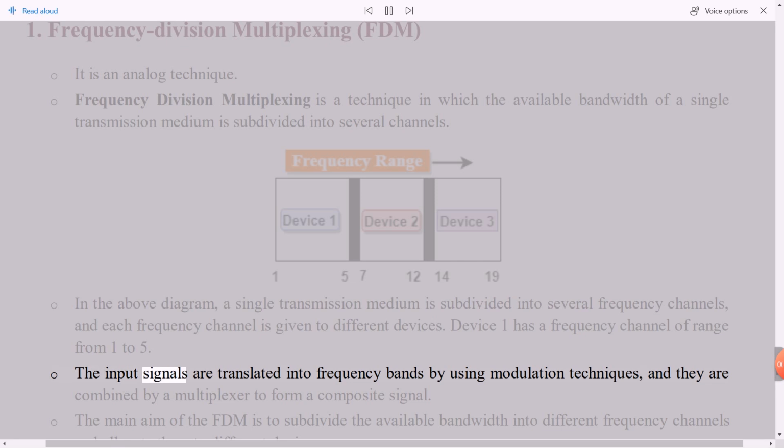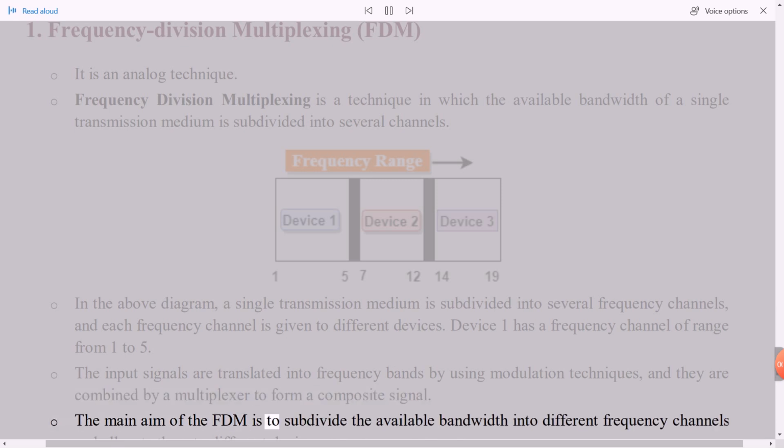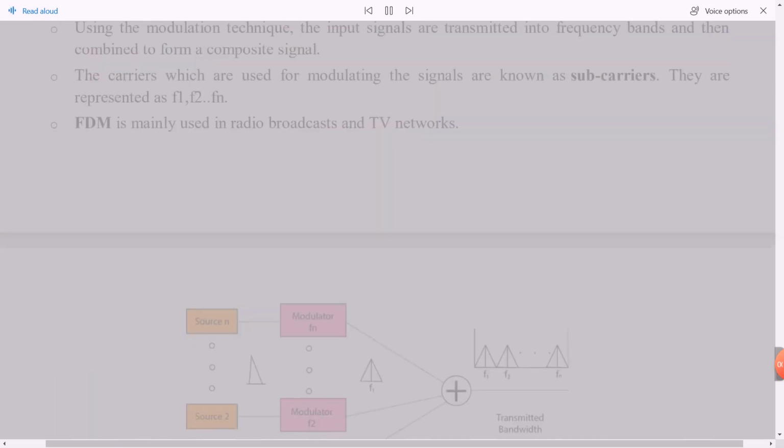The input signals are translated into frequency bands by using modulation techniques, and they are combined by a multiplexer to form a composite signal. The main aim of FDM is to subdivide the available bandwidth into different frequency channels and allocate them to different devices. Using the modulation technique, the input signals are translated into frequency bands and then combined to form a composite signal. The carriers which are used for modulating the signals are known as subcarriers. They are represented as F1, F2, Fn. FDM is mainly used in radio broadcasts and TV networks.